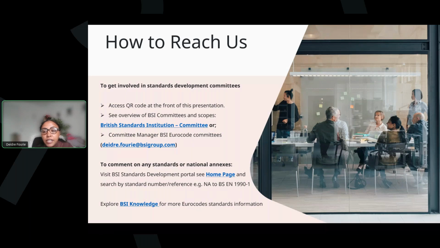Again, the link to the standards development portal where you can comment on national annexes is also on the slide, as well as a link to our BSI knowledge page, where we're looking to have all the published national annexes and BS ENs available. So I hope that's given you a little bit of an overview of the publication schedule and the ongoing development of the UK national annexes.